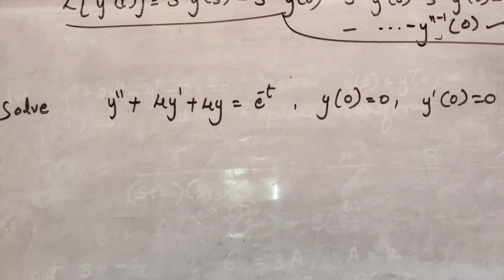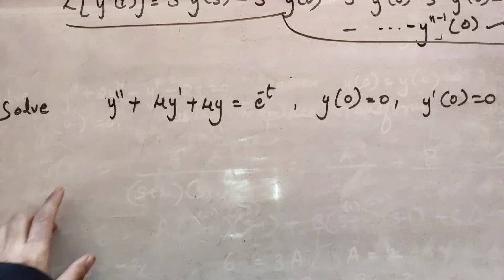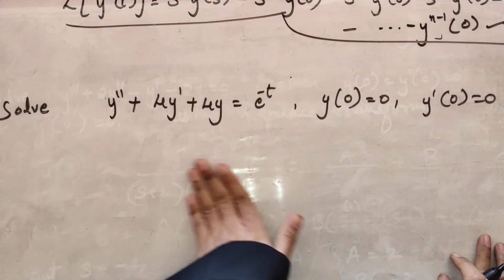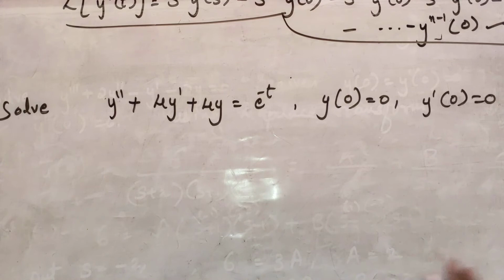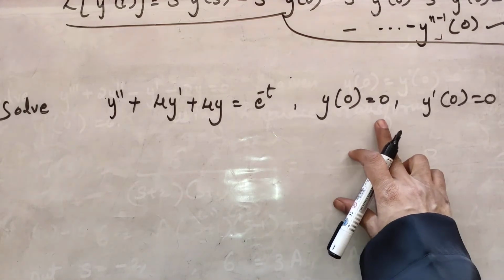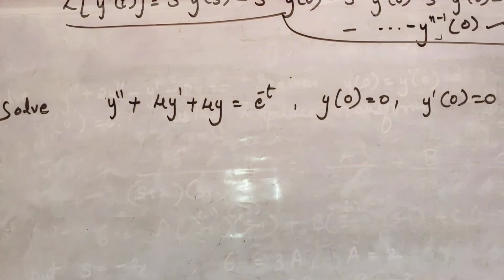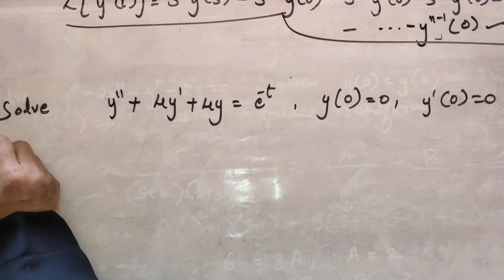Yes, here is one more problem for you. Solve y double dash plus 4y dash plus 4y is equal to e to the power minus t, given that y of 0 is 0 and y dash of 0 is also 0. Let us solve this.